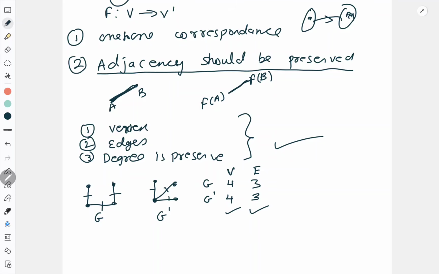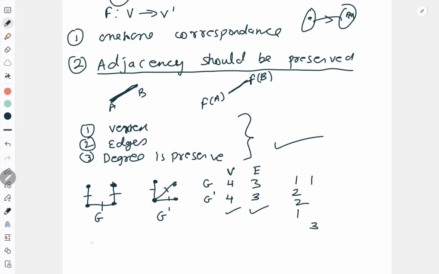Now, is degree preserved or not? In G, you can see there is one vertex with degree 1, another vertex with degree 2, then another vertex with degree 2 and another vertex with degree 1. Now let's go to G dash. This vertex has degree 1, so I'll write it here. Now this vertex has degree 1, 2, 3, but I don't have a 3 anywhere in G. So I will declare that these two graphs are not isomorphic, because in G dash I have a vertex with degree 3, but in G there is no vertex with degree 3. So they are not isomorphic.